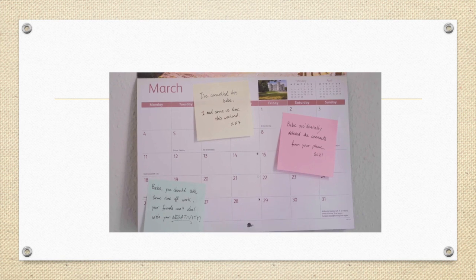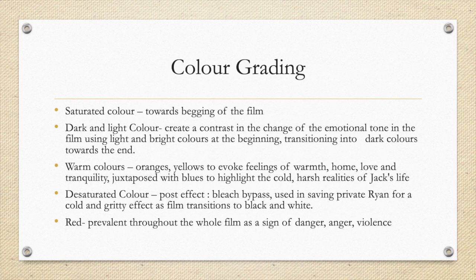Some screen tests there put together by Stephen, my cinematographer. So towards the beginning of the film, the colour is going to be saturated, not to the point where it's unrealistic, but to the point where it's heightened just enough that the audience can see that there's a colourful hue about it and that life appears to be very positive for Jack. We're going to be using warm colours, oranges and yellows, which will evoke feelings of warmth, home, love, tranquility, coming from our practical lighting sources. These will then be juxtaposed with blues to highlight the cold, harsh realities of Jack's life.